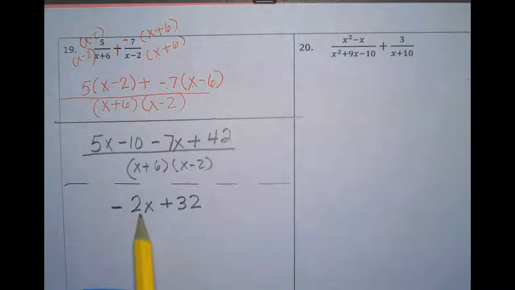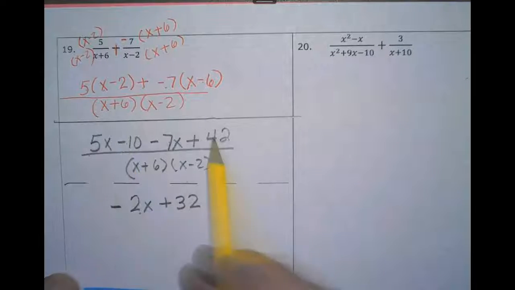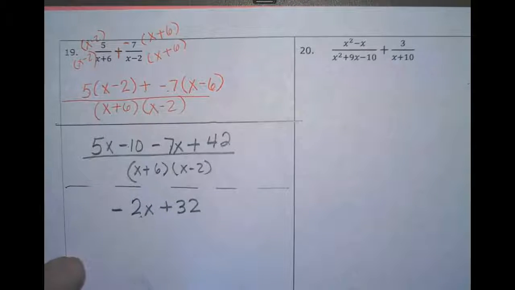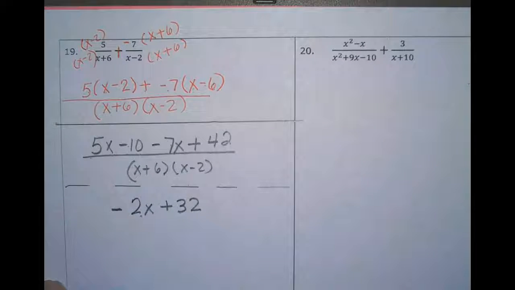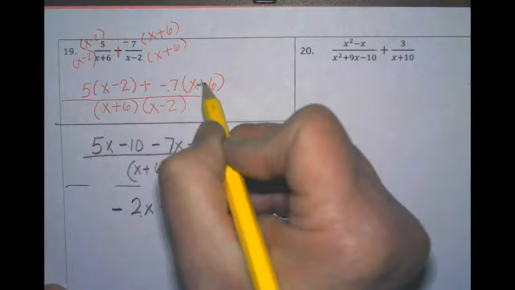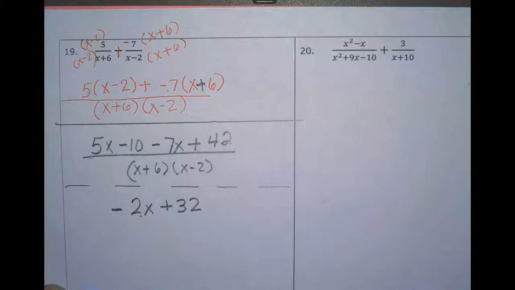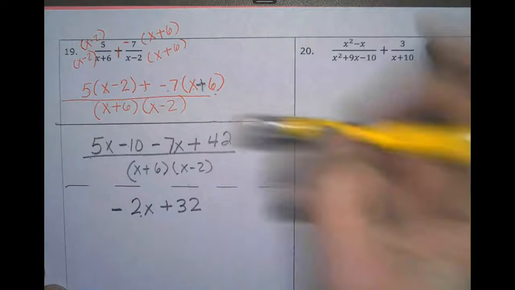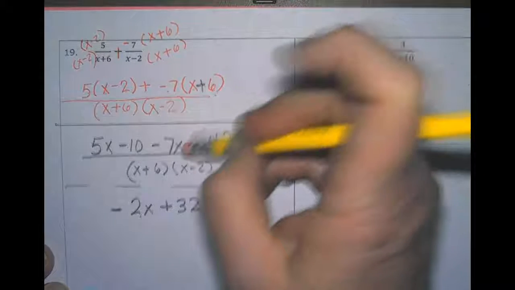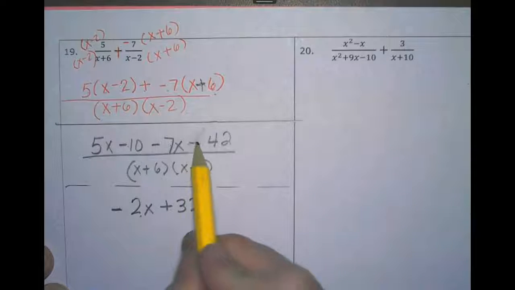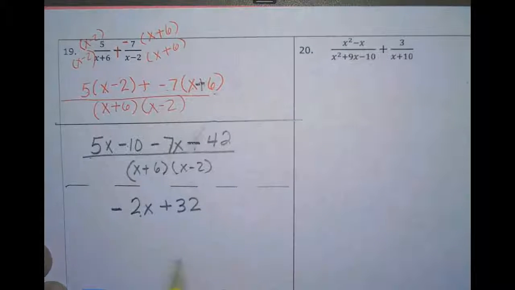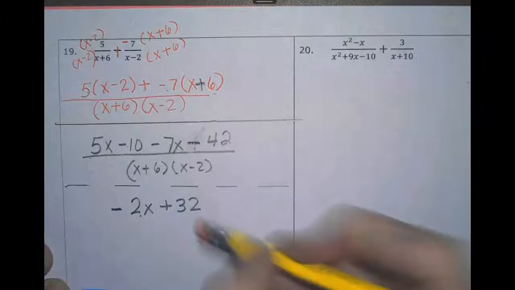Combine these two for a negative 2x. Combine those two for a 32. Wait. I have a sign mistake right here because this should be a positive 6x. When I copied it from here to here, I miscopied, and so this should be a negative 42. And so for my answer here, let's fix this one right here.